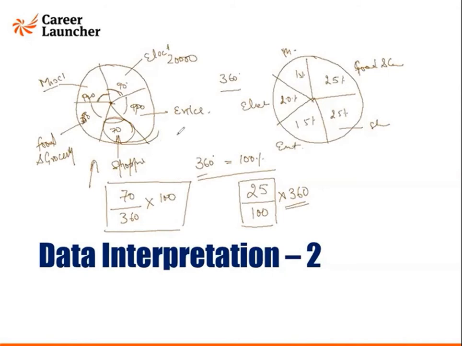Now, there may be some question which asks what is the difference between expenditure on electricity and shopping? So let's say the total expenditure is 20,000. Then what we should do? 25% of 20,000 and 20% of 20,000, take the difference. This is one of the ways of solving this question. The other way could be, you take the difference of these values first, that is 5%, and calculate it of 20,000, because total value is 20,000. So whatever the result will be, that will be your answer. Directly, you can get the difference from these numbers.